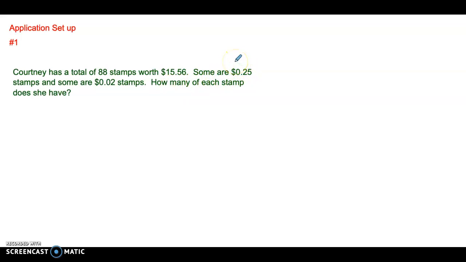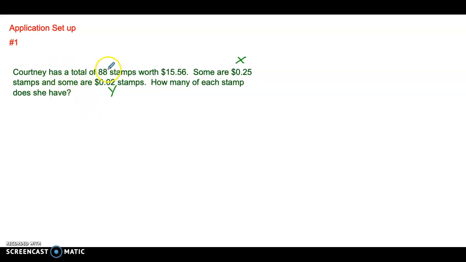Okay, she has 2 kinds of stamps. We don't know how many of each they are. So there are our variables. I'm going to call the 25-cent stamps x. I'm going to call the 2-cent stamps y. Okay, how many of each? So we're trying to solve for both x and y. How many do we have of each one?